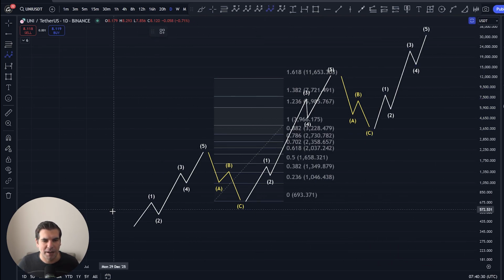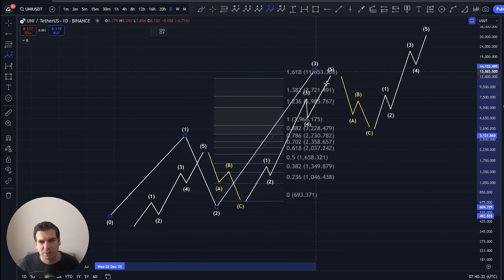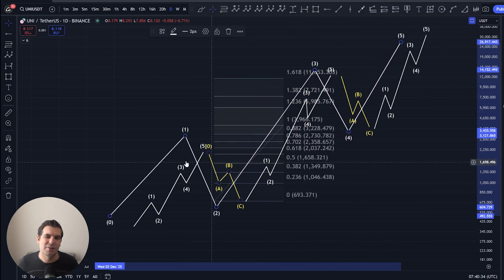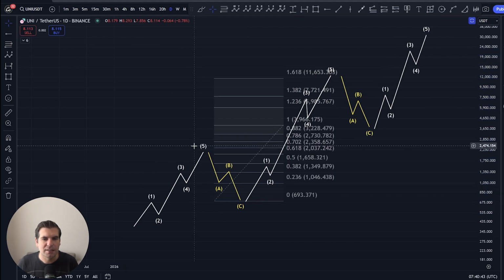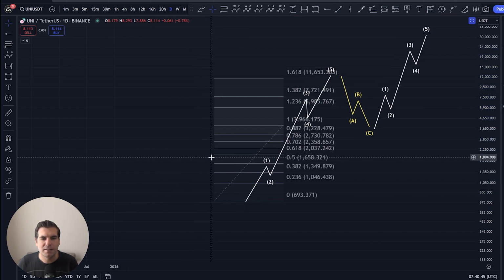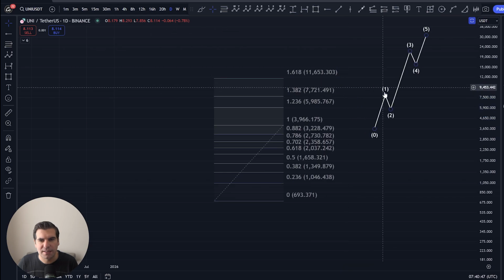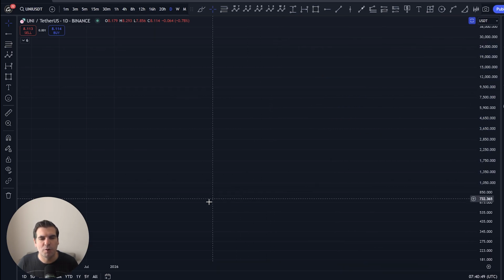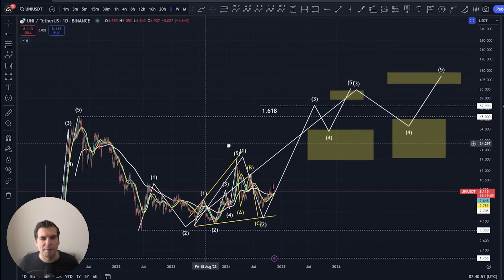And this is labeled as 1, 2, 3, 4, 5. So every 5-wave structure that you see contains a 5, 3, 5, 3, 5. Every impulsive pattern, every trend-based pattern is a 5, 3, 5, 3, 5. So our bare minimum expectations are zigzags, and our more bullish targets are going to be 5, 3, 5, 3, 5s.